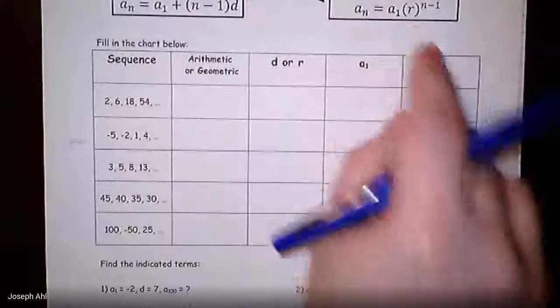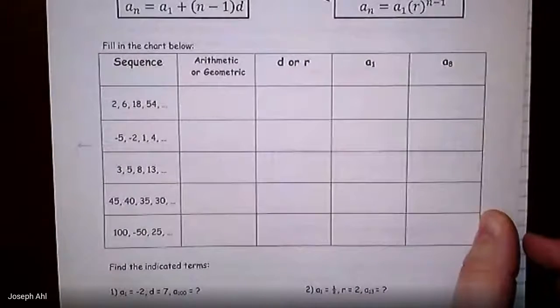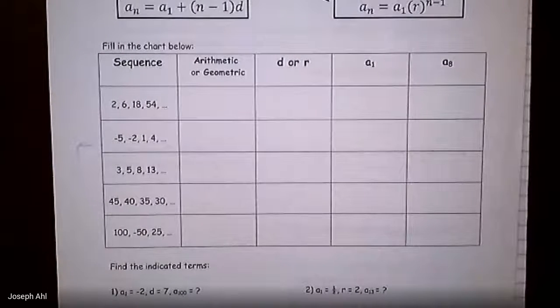So what I'd like us to do is take a quick look at filling in some sequence patterns, figuring out, is it arithmetic or geometric, which I think this chart looks similar to what we did at the end of the last set of notes too. Tell me the difference or the ratio depending on what kind it is, what's A1, and then what's A8.